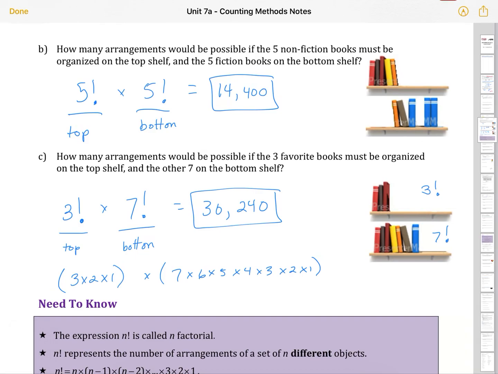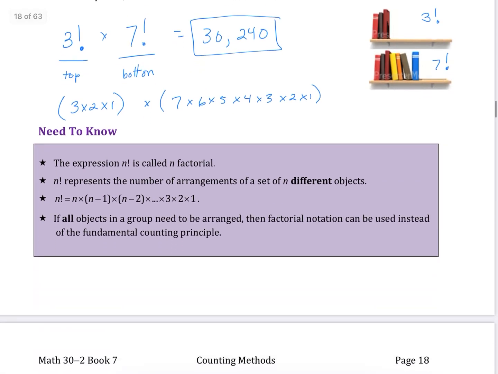Well, that's our introduction to factorial notation. Let's just look at our need to know, so kind of make sure, overview, that we talked about it. The expression n exclamation mark is called n factorial. N factorial represents the number of arrangements in a set of n different objects. And that's how you would write that out. N factorial is n times n minus 1 times n minus 2, all the way down till you get to 3 times 2 times 1.